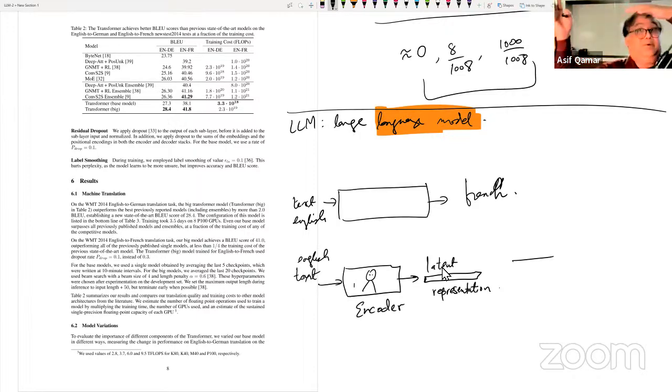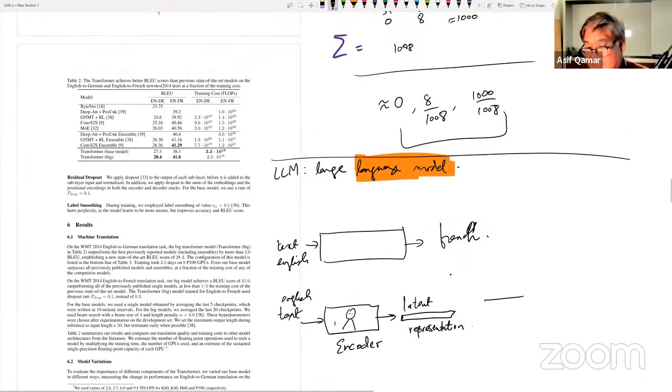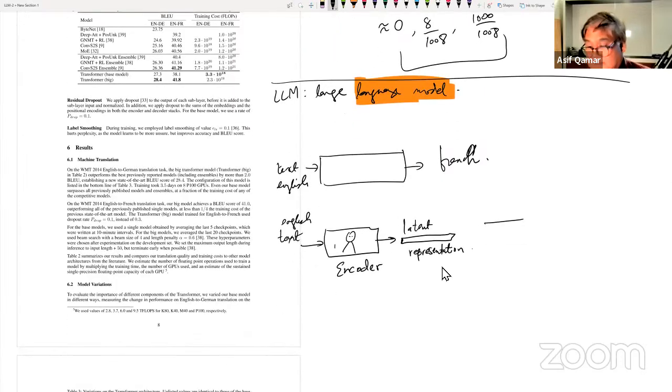Then you have a decoding process. It says, okay, now how do I say it in French? You go through the decoding process. So there's a decoder. And out will come, let's say, French.